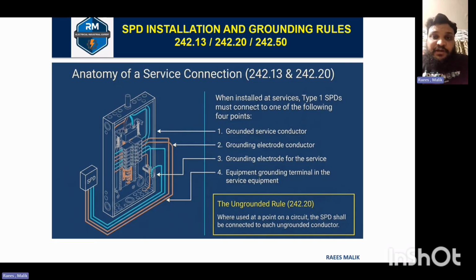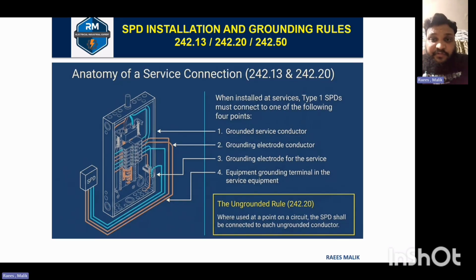Number 1, it should be a grounded service conductor. Number 2, grounded electrical conductor. Number 3, grounding electrode for the services. Number 4, equipment grounding terminal in the service equipment. So it is all clear in the picture that one end of the SPD is connected to the phase and the other is connected to the point defined by four important and critical grounding levels.